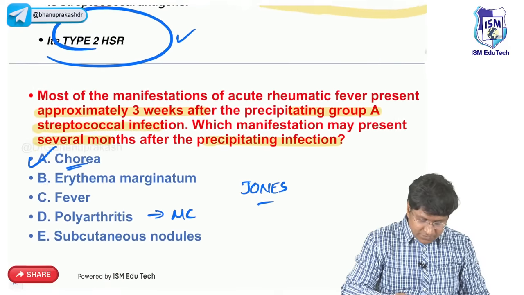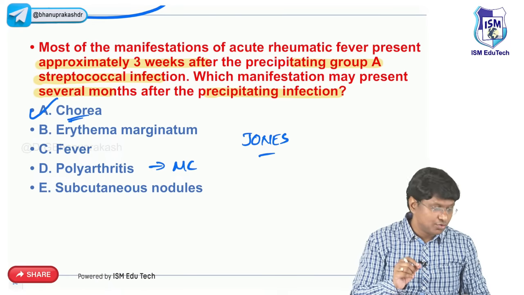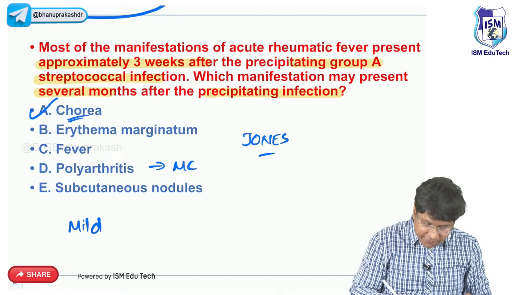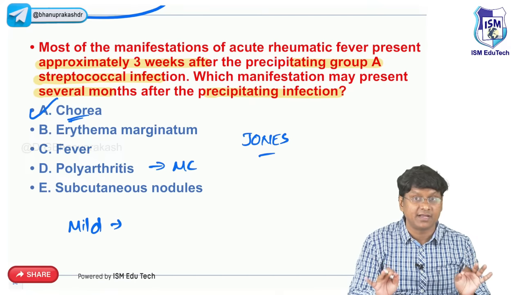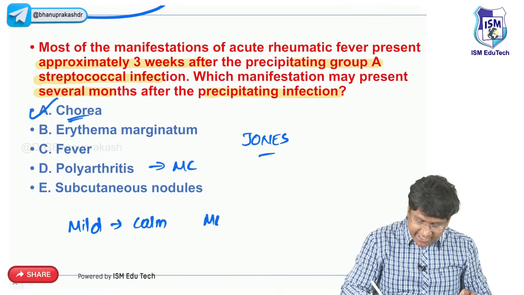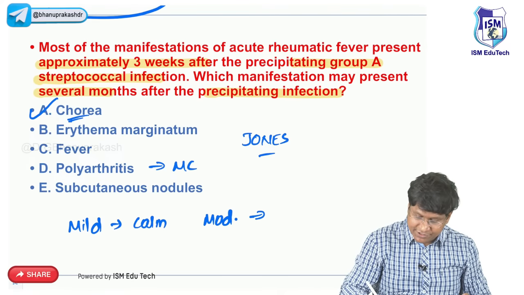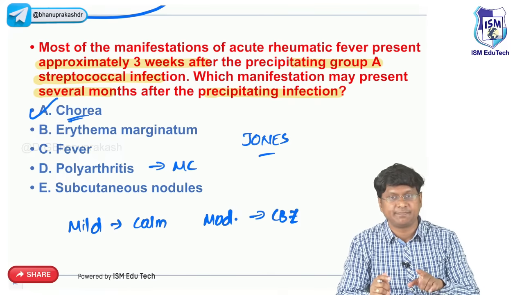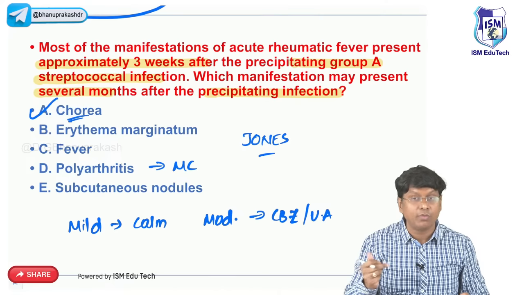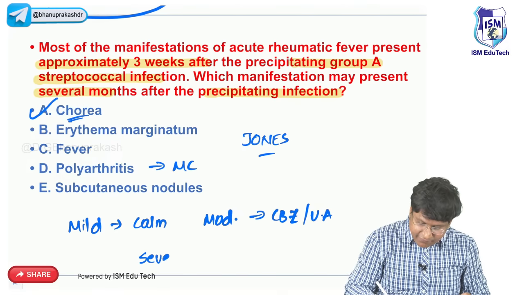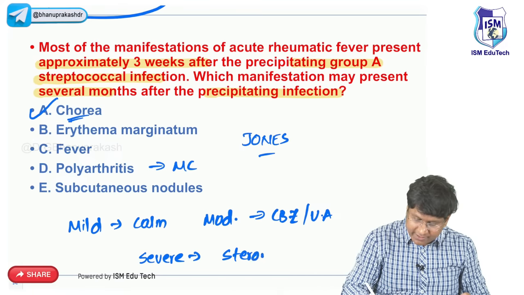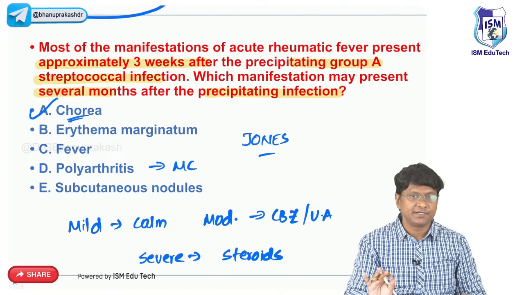So, for chorea, take rheumatic chorea. If the patient is having a mild form of involuntary movements, we don't give any drug. Just provide a calm environment, that will suffice. But in moderate cases of chorea, these patients will require carbamazepine or valproic acid. So carbamazepine or valproic acid is preferred over haloperidol. Whereas in severe or refractory forms of chorea, those patients require steroids. That is how you will treat this particular chorea, right?